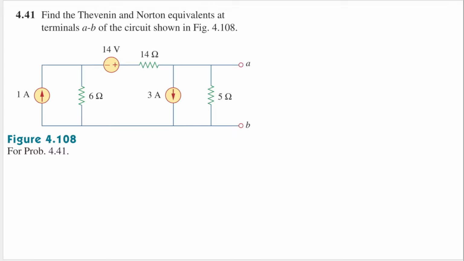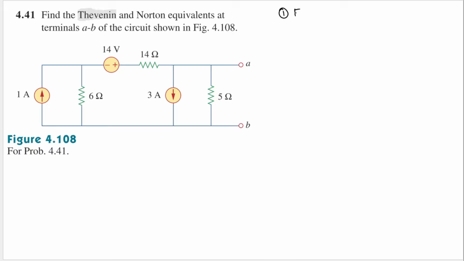Okay, I think we can just use the Thevenin one, because if we find the Thevenin equivalent, we can also calculate the Norton equivalent circuit. Now there are two things that we need to find out.